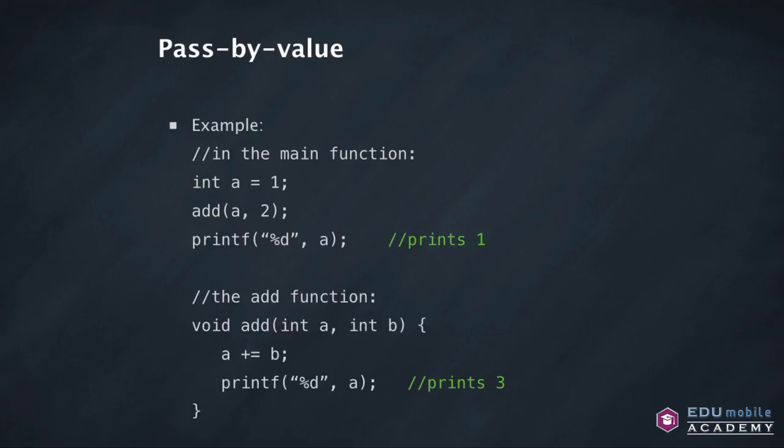If we look at the function definition, though, we have void add, taking two integers, a and b. If we say a plus equal b inside the function, and we print that, it'll print 3. But even after we call add, outside the function, it's still going to print 1. Why? Well, because a is 1 outside the function. It doesn't matter if a is 423 inside the function, it still retains its value outside the function. This is the behavior of pass by value.